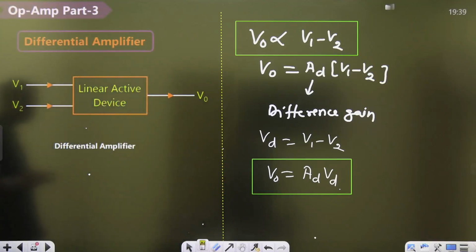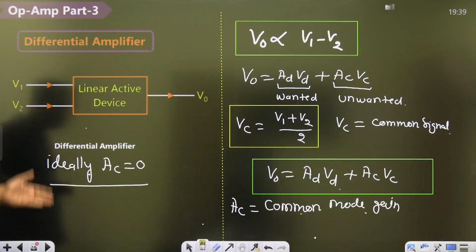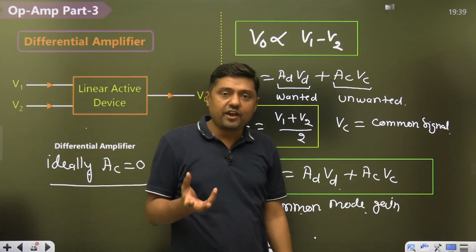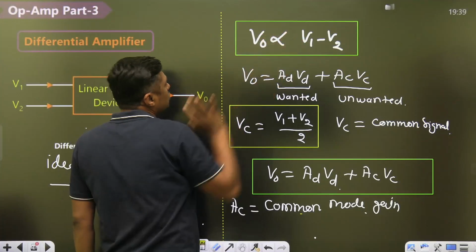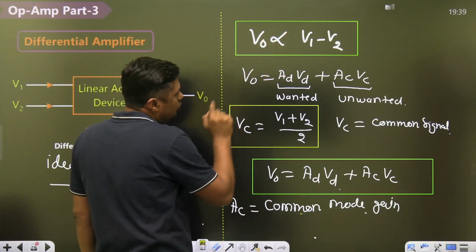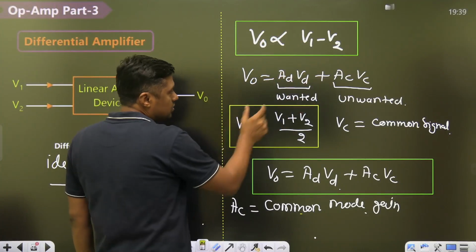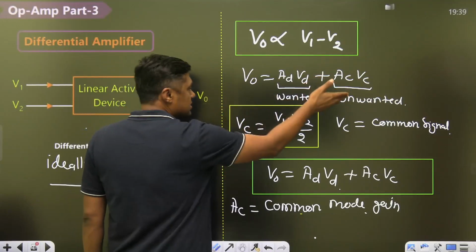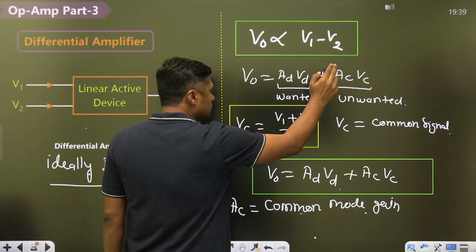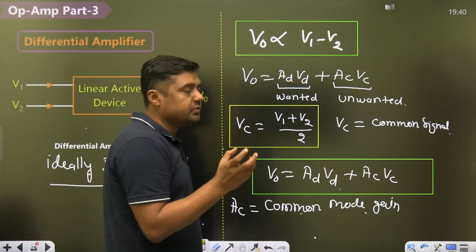Now, when we are designing this circuit, differential amplifier, then what will happen? V0 should be proportional to V1 minus V2, but actually we are adding this formula, AD VD plus AC VC. So this term is wanted term because it is a difference gain, it is a difference signal. What is this? It is unwanted term. This VC is called common signal. Common means average value of these two.